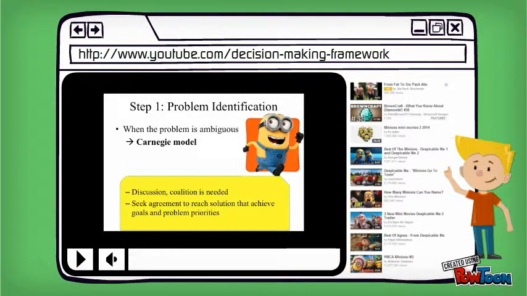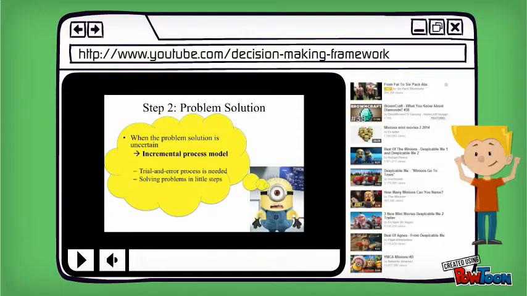Step 1: when problem identification is ambiguous, the organization first uses the Carnegie model. The organization needs a political and social process to initiate discussion, negotiation, and coalition. Through coalition, the organization seeks to reach a solution that achieves their goals and problem priorities. Then move on to step 2: when the problem solution is uncertain, the organization then uses an incremental process model. So, the managers use a trial and error process to solve problems step by step.